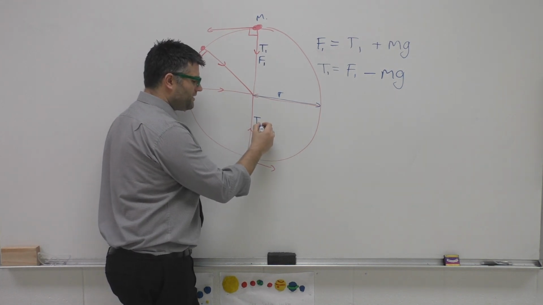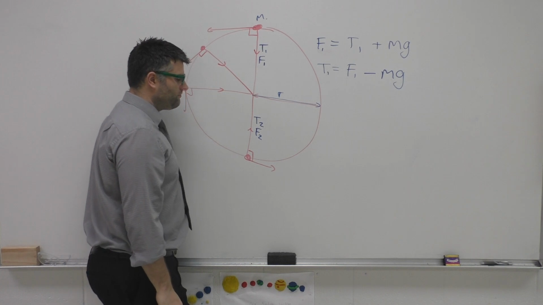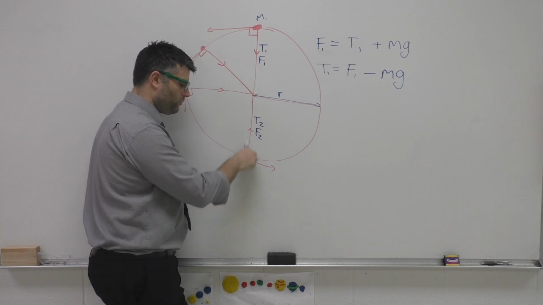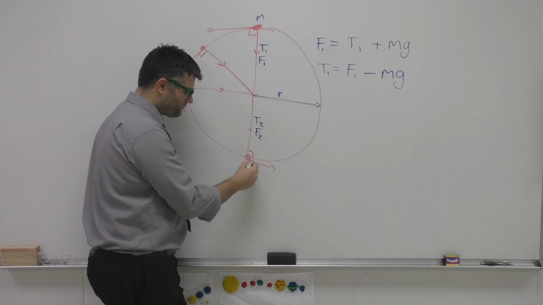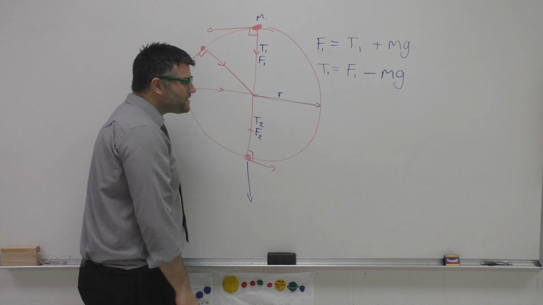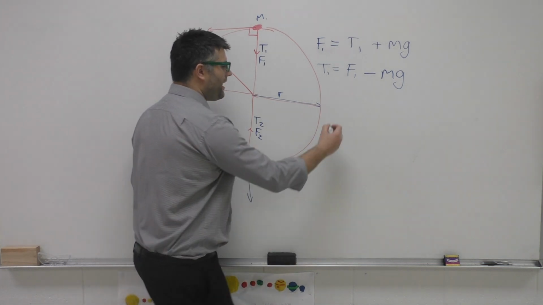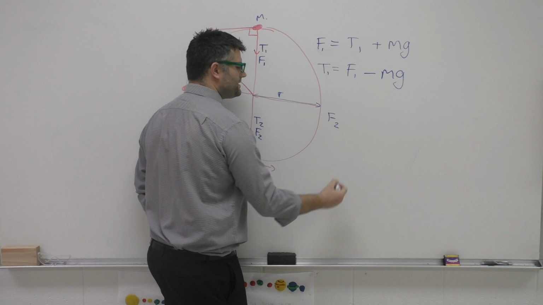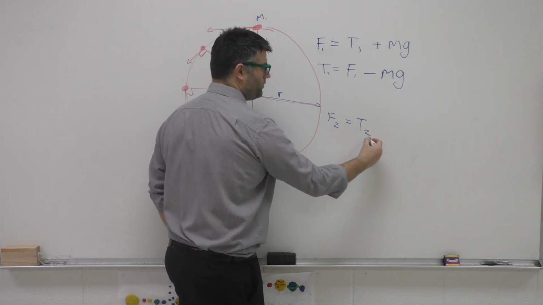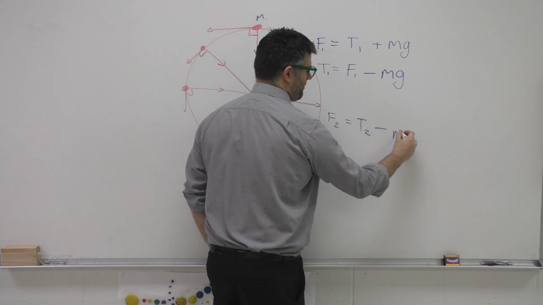So we've got a secondary tension. But which direction is the mass acting here, or the weight acting? The weight is acting directly downwards. So in this circumstance, F2 is going to be made up of T2 minus mg.